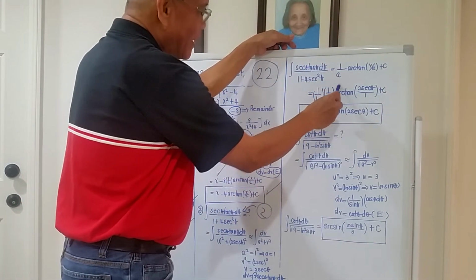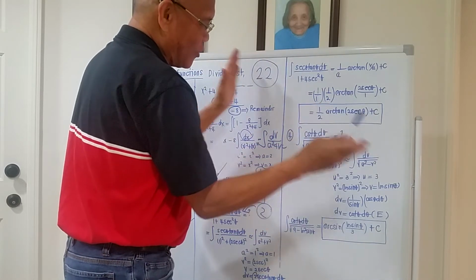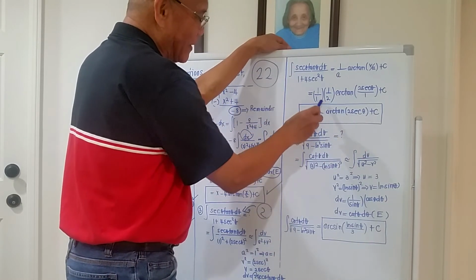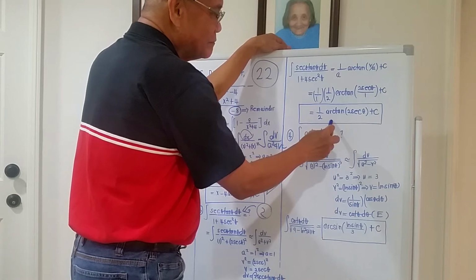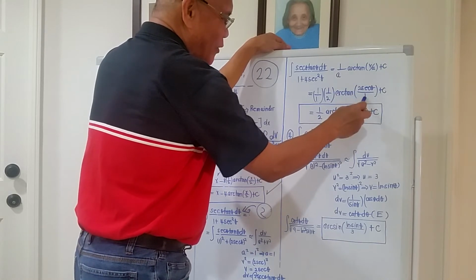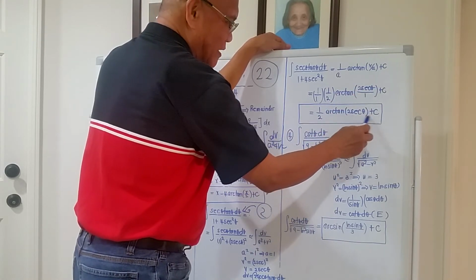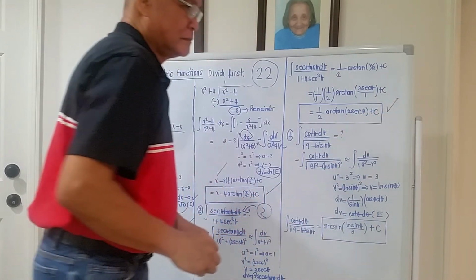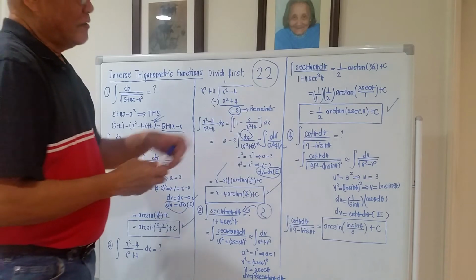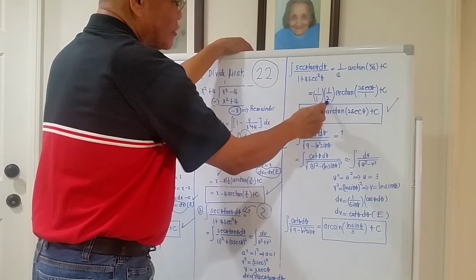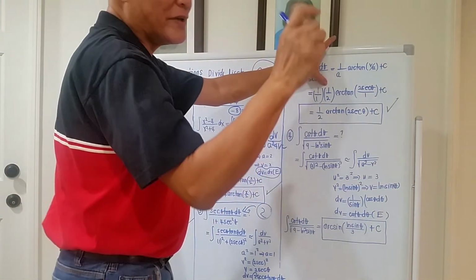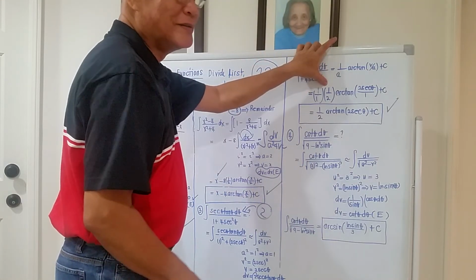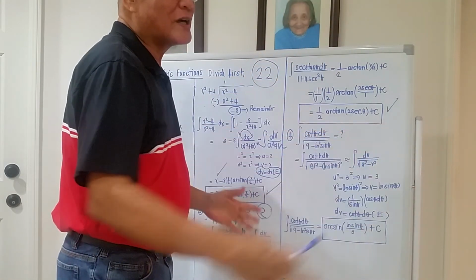1 times 1 is 1, 1 times 2 is 2, so the coefficient of the final answer will be 1/2. Arctangent, 2 secant of theta over 1 is just 2 secant of theta. This is plus C. That's the final answer. We put 1/2 here because the complete differential inside should have the value 2. Okay? We are doing that in our integration.